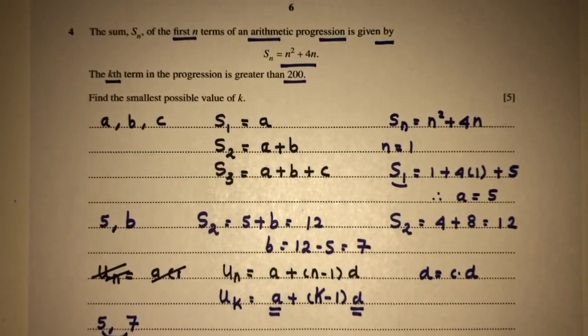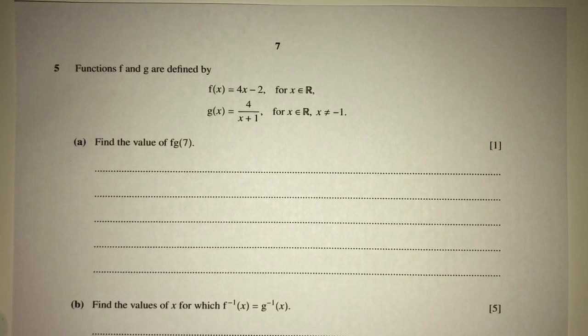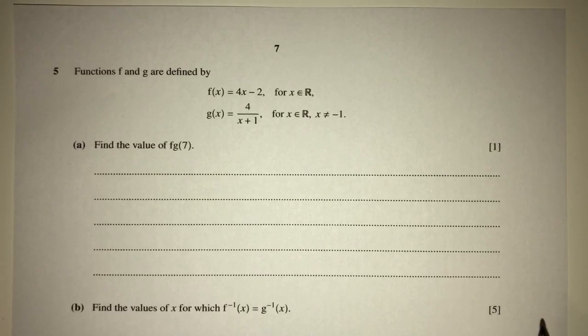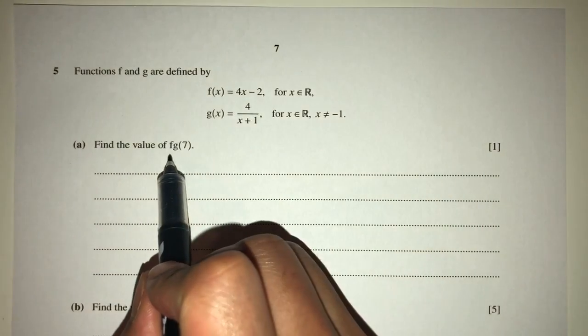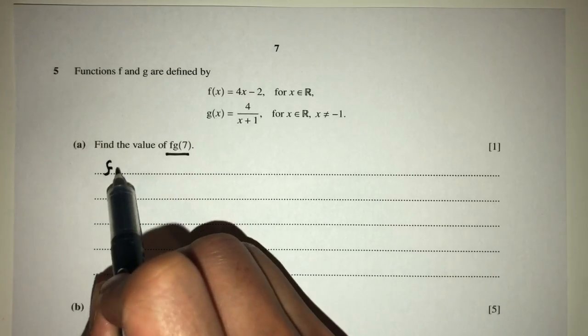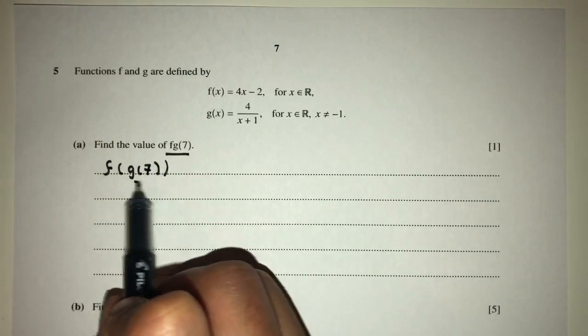Now I have to move on to question number 5. So we have two functions here. Functions f and g are defined by these two. Now the first one is to find the value of this. So what can we do? We can first just do this, f of g of 7. So let's first find the value of this.